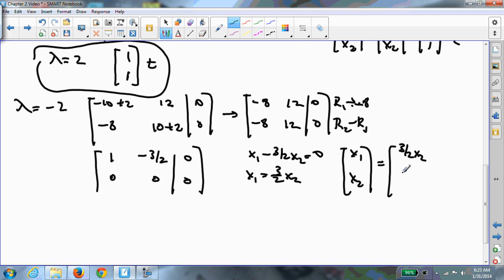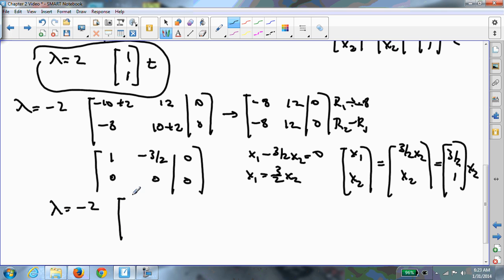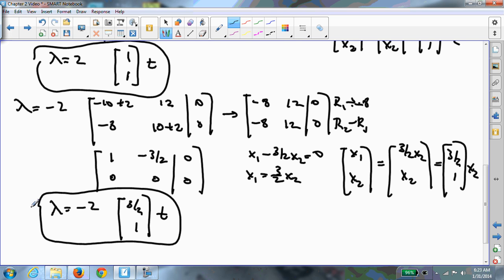So if I were to write my solution vector, x1, x2, it would equal 3 halves x2, x2, or 3 halves, 1, times x2. So if lambda equals negative 2, the corresponding eigenvector is 3 halves, 1, or any scalar multiple of that. And there's my eigenvalue-eigenvector problem.